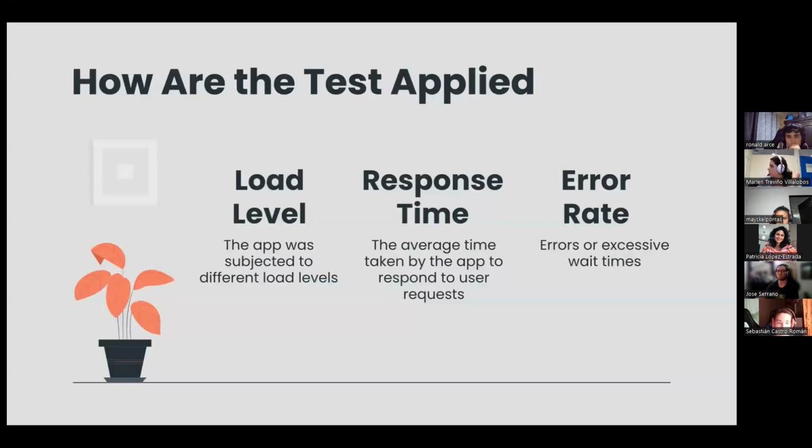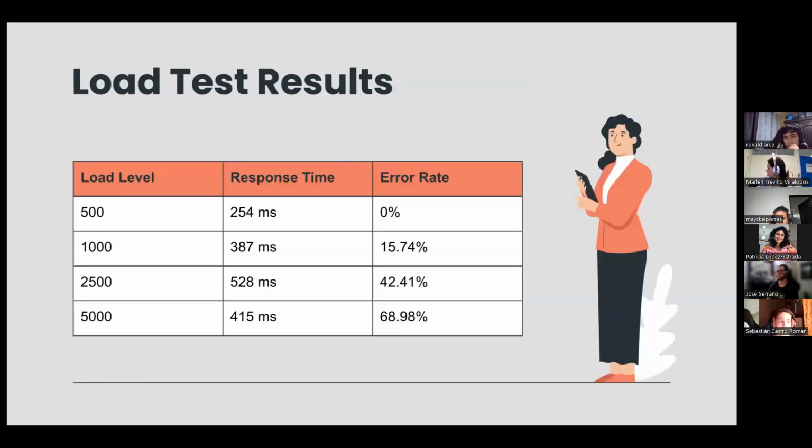Next slide, please. So what are we looking for? We are using load levels, for example, the number of users, 500, 1,000, and we are looking for the response time, the time taken by the app to respond to the user request, and the error rate, for example, if there's some error or there are excessive wait times. Next slide, please. And as we can see in the table, the response time is good in every load level. I think 1 second.